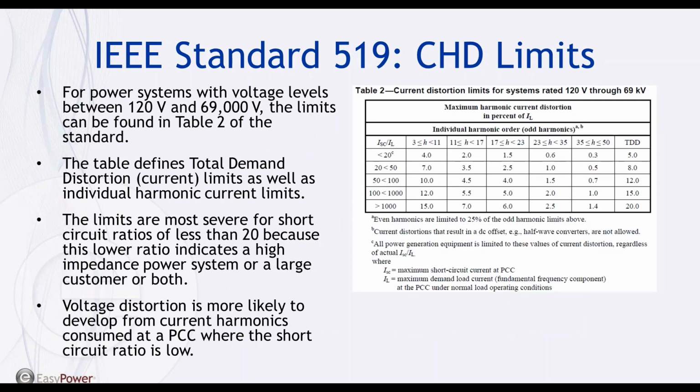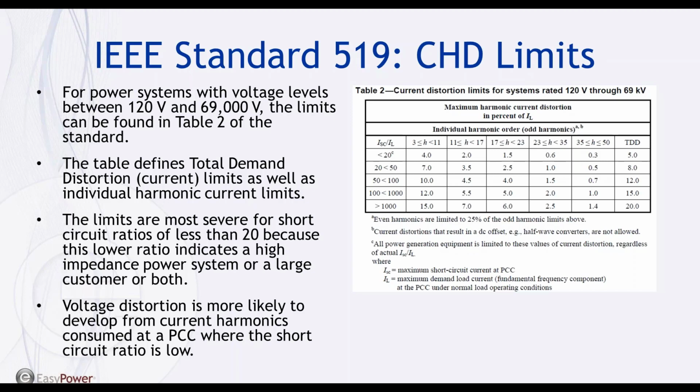For power systems with voltage levels between 120 volts and 69,000 volts, the limits can be found in Table 2 of the standard, which is shown here. I would also like to note that Tables 3 and 4, which are not shown here, show the current distortion limits for higher system voltages. The table defines total demand distortion current limits as well as individual harmonic current limits.